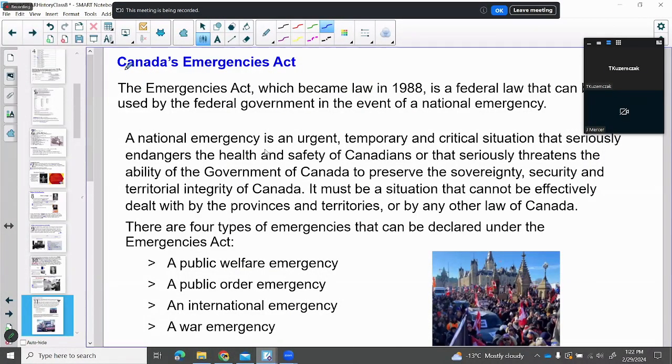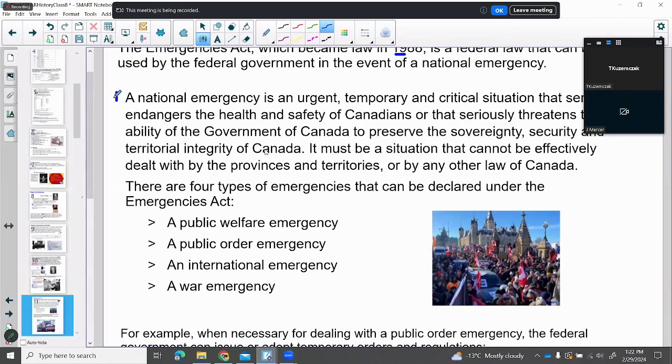So you might have heard of Canada's Emergencies Act. The Emergencies Act became law in 1988. This too is a federal law that can be used by the federal government in the event of a national emergency. And again, what constitutes a national emergency is an urgent, temporary, and critical situation that seriously endangers the health and safety of Canadians, or that seriously threatens the ability of the Government of Canada to preserve the sovereignty, security, and territorial integrity of Canada.